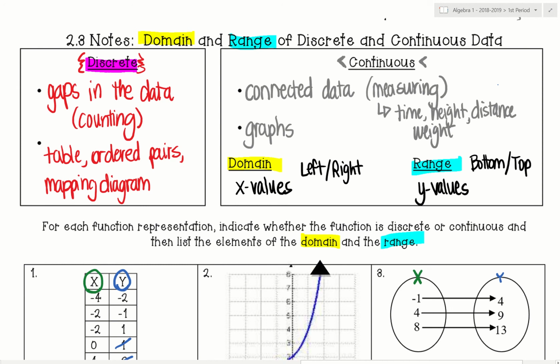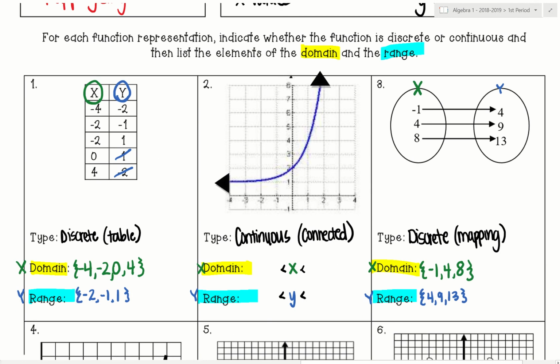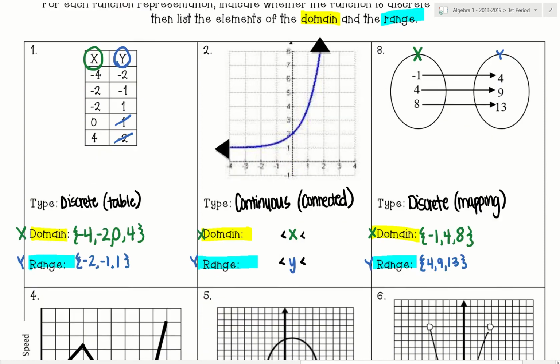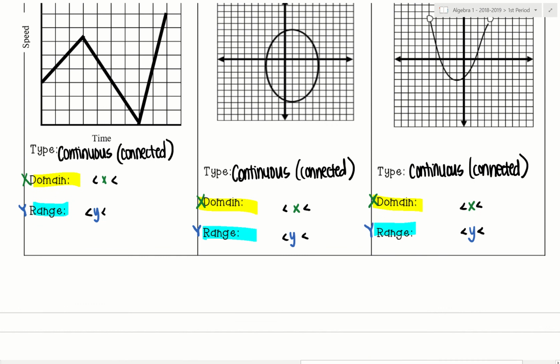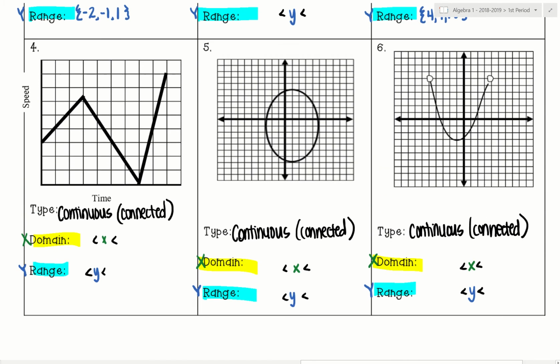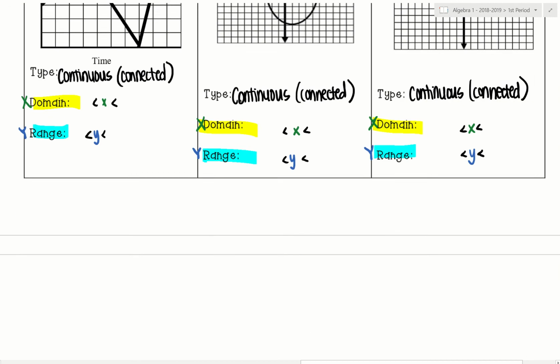Okay? Do y'all see the difference between these two types of situations? So number one was what? Discrete. Why? Because it's on a table. 2 was? Because it's? Good. Connected on a graph. 3? Because it's a? Great job. What about 4? Continuous. Because it was connected from one point to the next. Okay. What about 5? Because? Connected. Then 6? Continuous because it's?